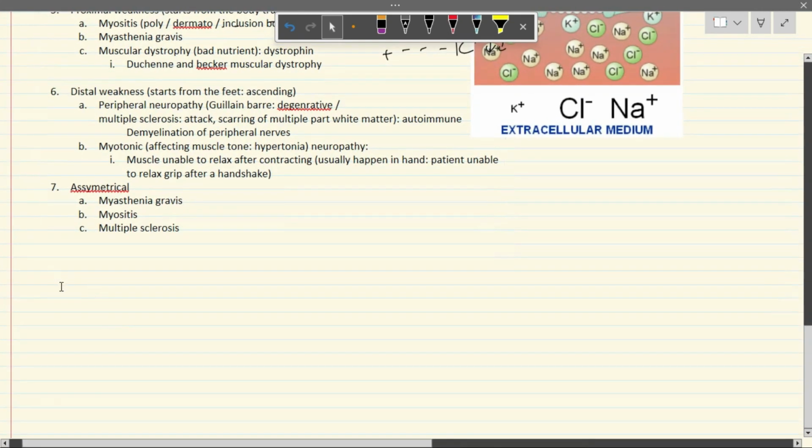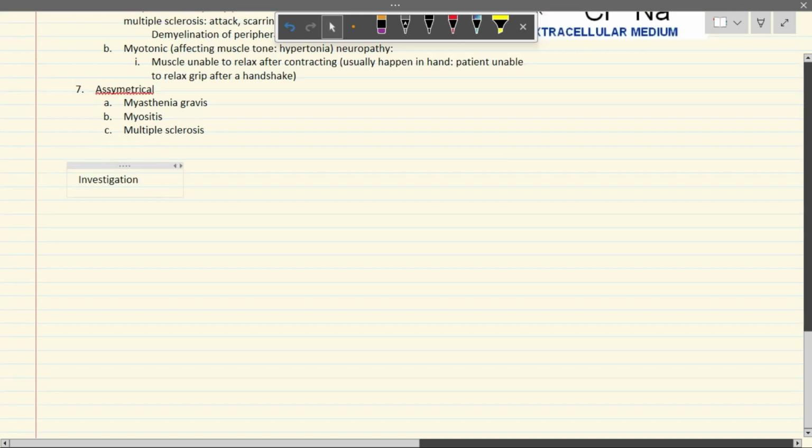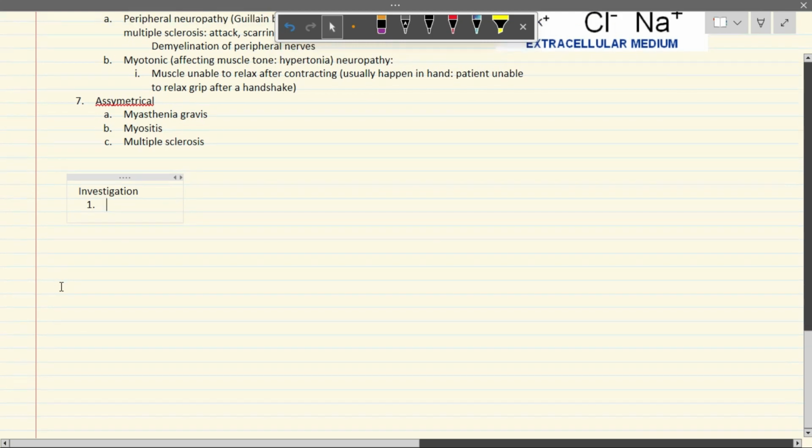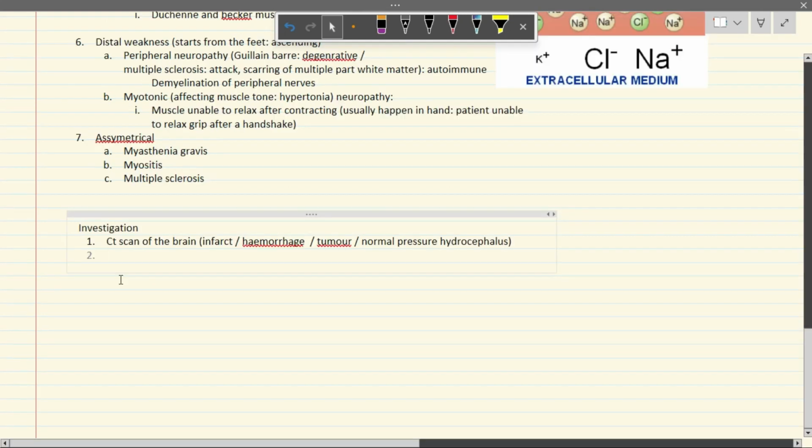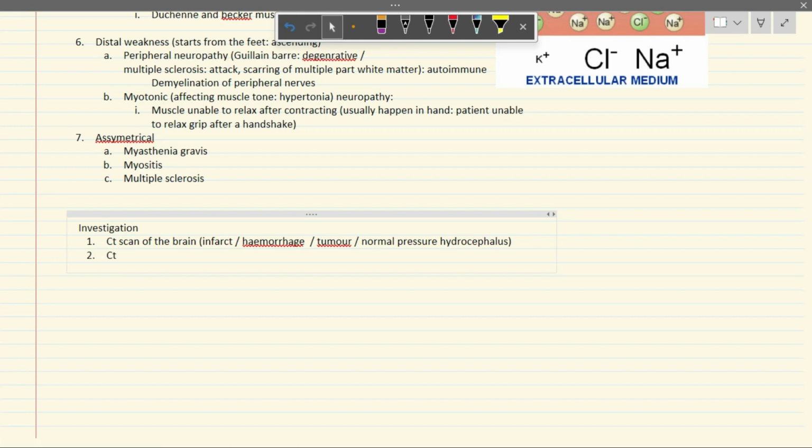So as usual, I'm going to cover a little bit about the investigations. Of course, the first thing that we can do if you suspect an acute weakness is give a CT scan of the brain to see if there's any infarct, hemorrhage or tumors. Or sometimes you can see other space-occupying lesions such as normal pressure hydrocephalus. Or if you suspect spinal cord damage or a spinal cord lesion, we can give a CT scan or more an MRI of the spine to see if there is any vertebral column, spinal cord or nerve root compression.